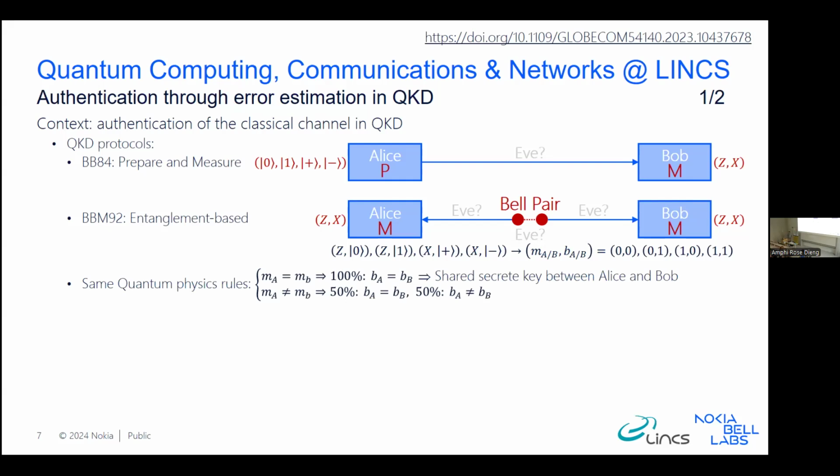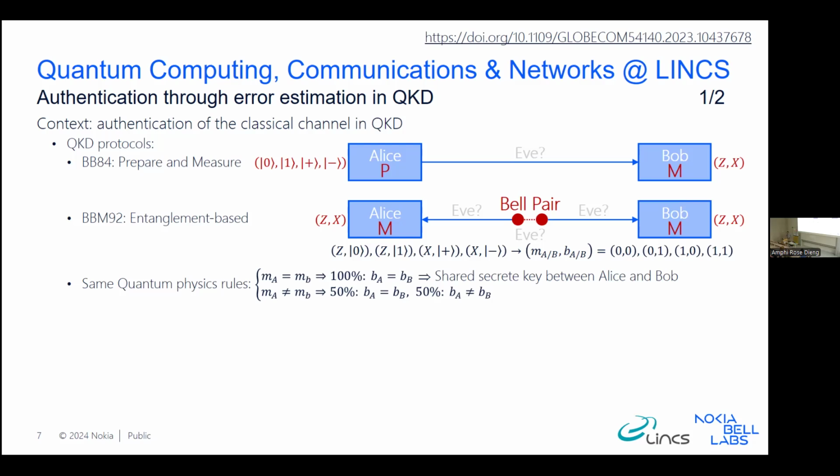So for both protocols, BB84 and BBM92, we have the same property, quantum rules that apply. If Alice and Bob choose the same axis, then they will get the same value B, measured or prepared in the BB84 for Alice. We have B_A equal to B_B with 100% probability. If the choice of axes are different, then we have the equality only in 50% of the cases. In the other 50%, the bits are inversed.